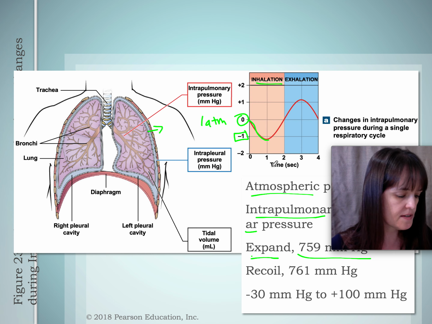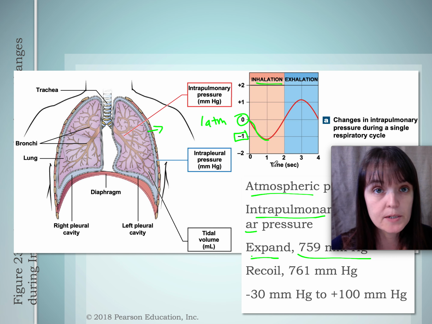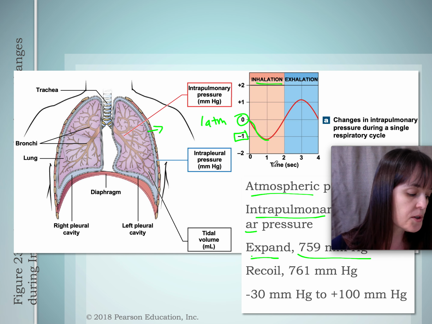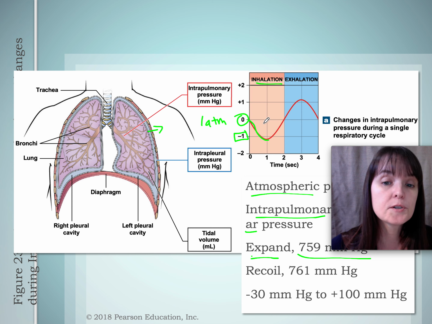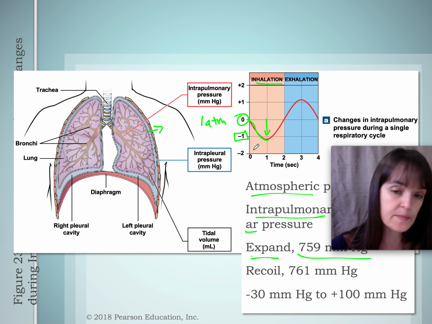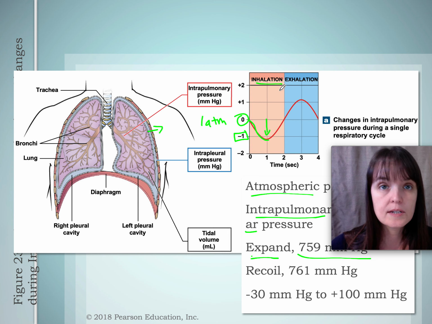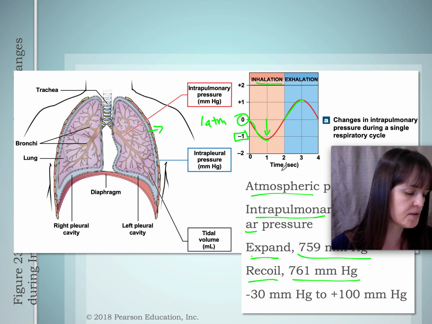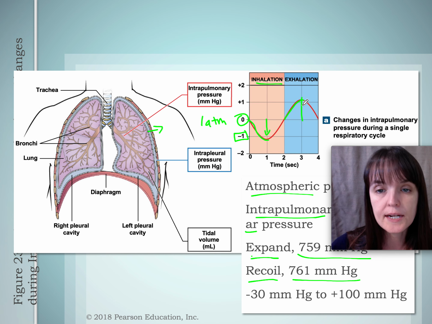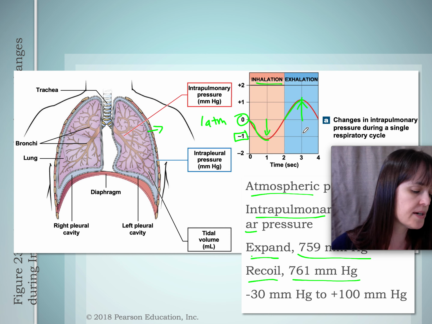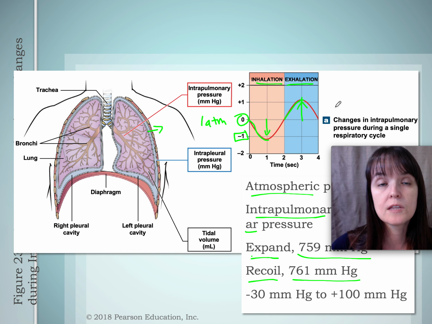Your lungs expand, the intrapulmonary pressure drops to 759 millimeters mercury. This is 1 millimeter mercury below atmospheric pressure, at -1 millimeters mercury, causing air to move into the lungs, inhalation. On exhalation, your lungs recoil and you get to 761 millimeters mercury. This is 1 millimeter mercury above atmospheric pressure, plus 1 millimeters mercury, causing air to move out of the lungs.